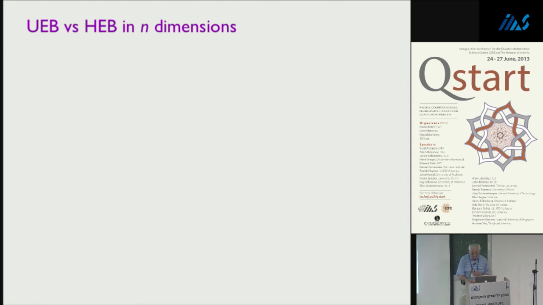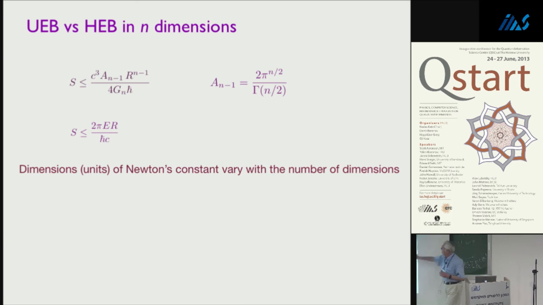Good. Then I want to compare the 2 bounds. Let me go up to here. This is the holographic entropy bound in n dimensions, just the usual one with G depending on the number of dimensions. I have explained that, and this is the universal bound correct in any number of dimensions. Now I want to explain why G of n depends in its units on the number of dimensions. The dimensions of G depend on the number of dimensions. It's kind of a complicated sentence.